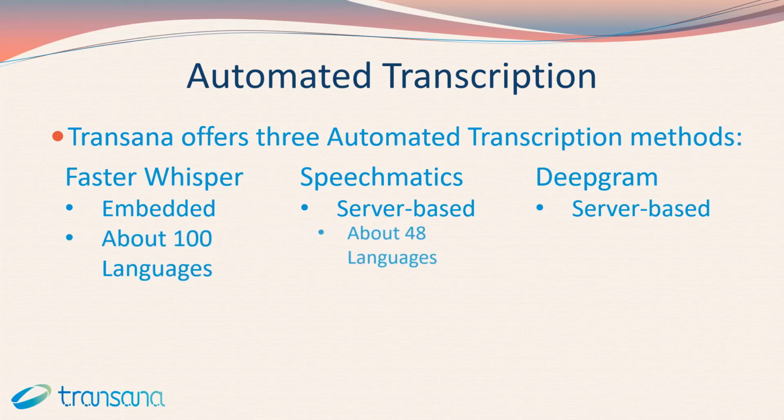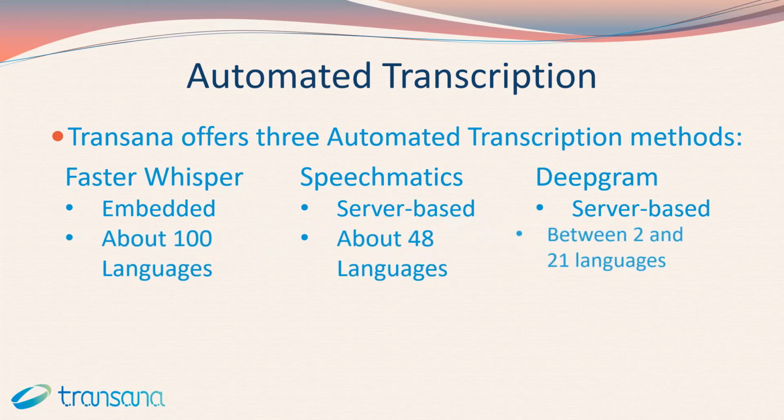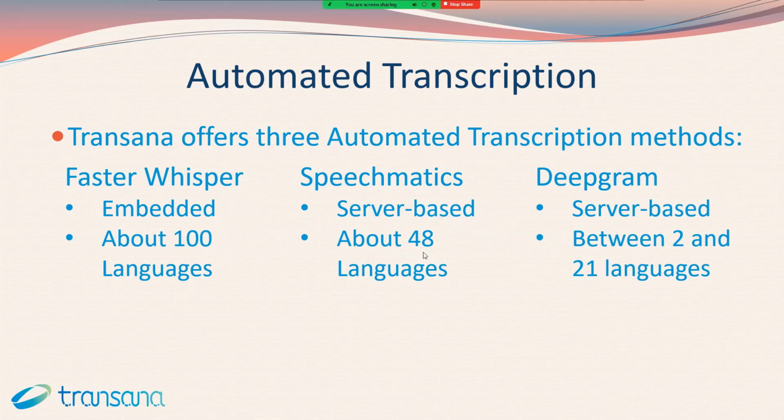Faster Whisper supports about 100 languages. It's a really impressive list of languages, including a number of languages that I'd never heard of before. But it's a long list of languages. Speechmatics supports about 48 languages. I say about because the number changes as their service evolves. And then DeepGram supports between 2 and 21 languages.